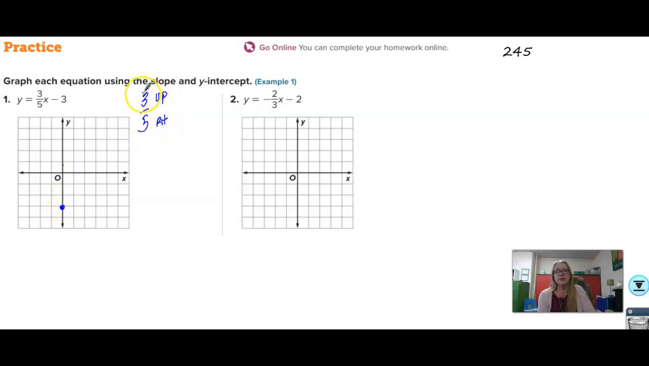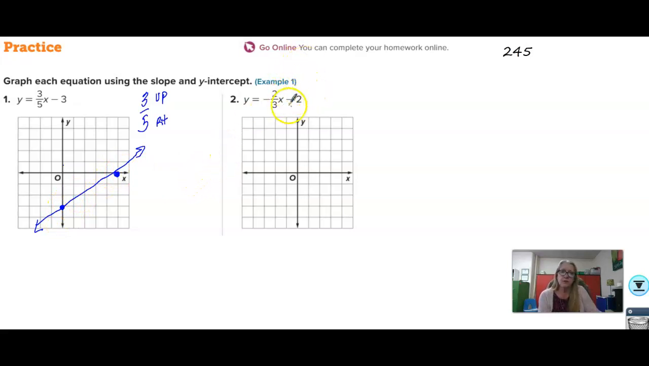We wouldn't need to use the other version where it would be -3/-5 because we can't go down 3. So we're just going to use the up 3, right 5. We go up 3, right 5: 1, 2, 3, 4, 5. This is our line. Now, these are going to be multiple choice for you in McGraw-Hill. Just make sure you're getting the one that goes through that point and that point.